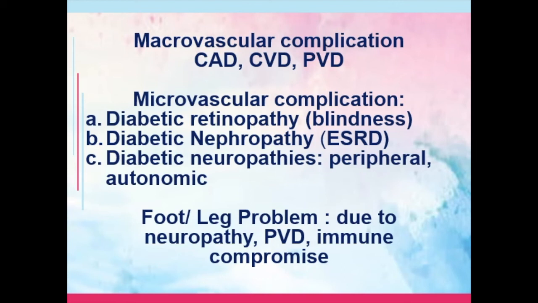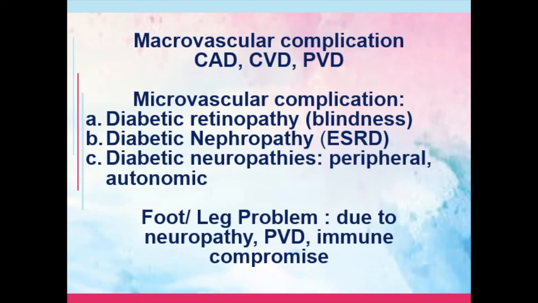In that case, you have your diabetic retinopathy. Your diabetic retinopathy would first manifest as blurring of vision, and later on, if not managed, your patient would have signs of blindness. Then you also have your diabetic nephropathy, which may lead to end-stage renal disease.